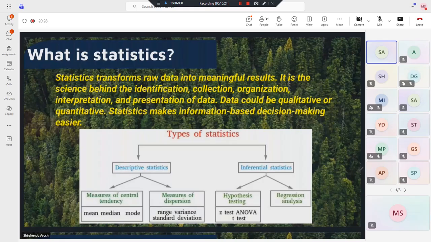So the collection part comes into action. Then after that you should come to the organization part.